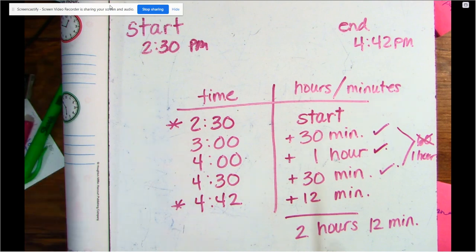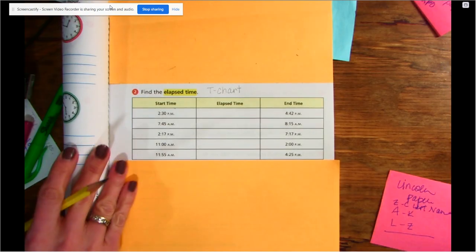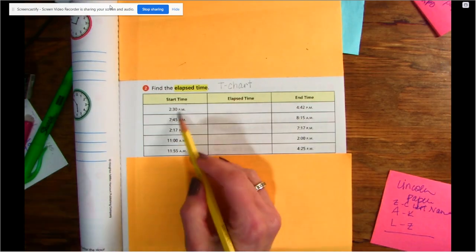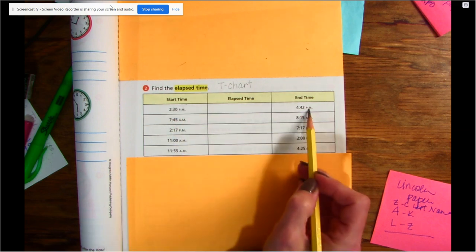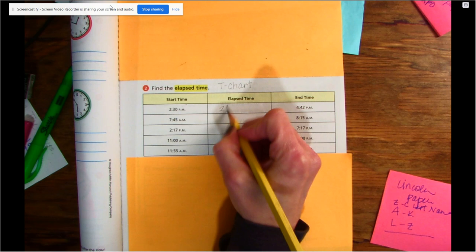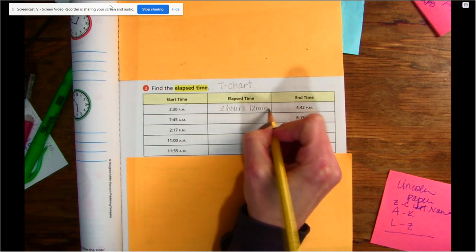Okay, I'm going to move this, but I'm going to put it back, and you can pause the video to copy that down on your paper. Okay. When we're looking at the elapsed time, we start at 2:30 p.m., we end at 4:42 p.m. We just figured out it was 2 hours and 12 minutes.